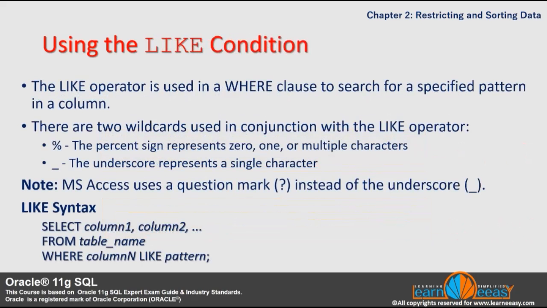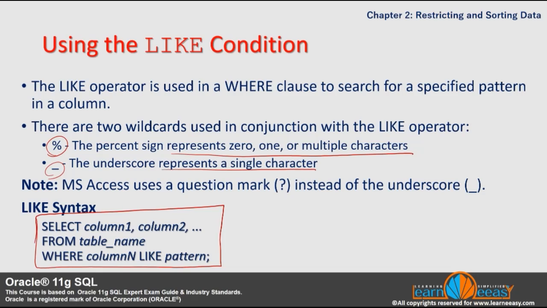The like operator. The like operator is used in a where clause to search for a specified pattern in a column. There are two wildcards used in conjunction with the like operator. The percent sign represents 0, 1, or multiple characters. The underscore represents a single character. The percent sign and the underscore can also be used in combinations. Syntax: select column 1, column 2 from table name where column n like pattern. You can also combine any number of conditions using and or or operators.